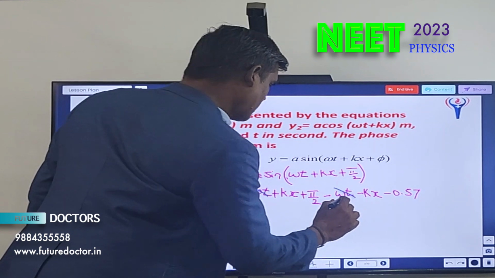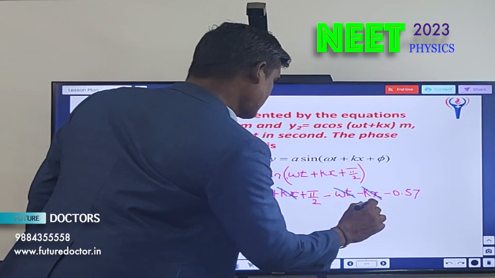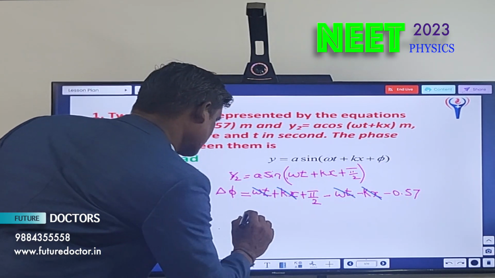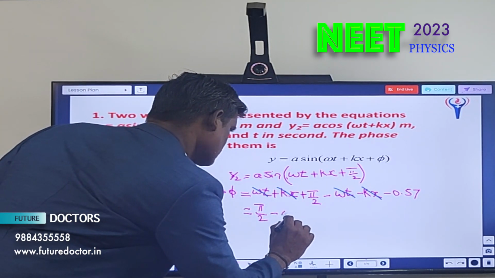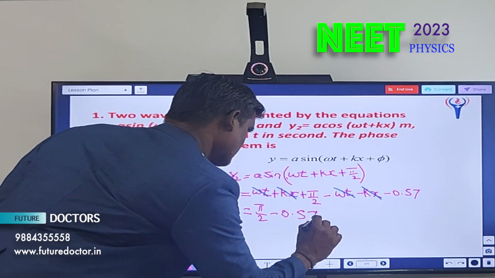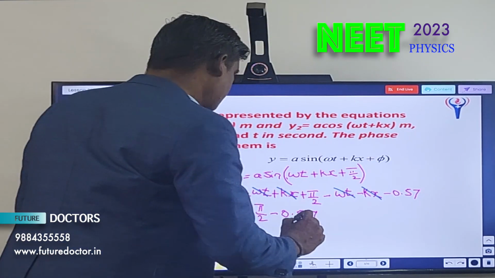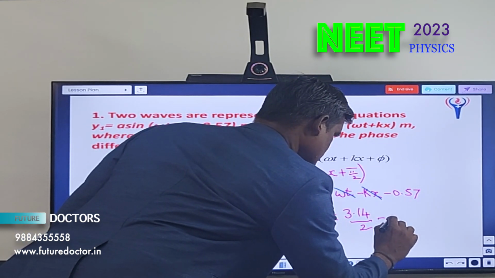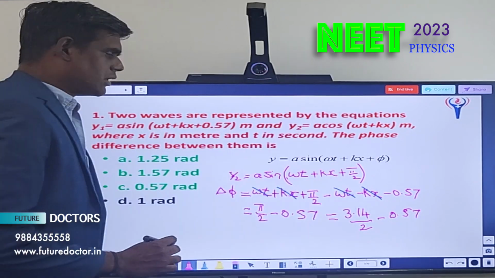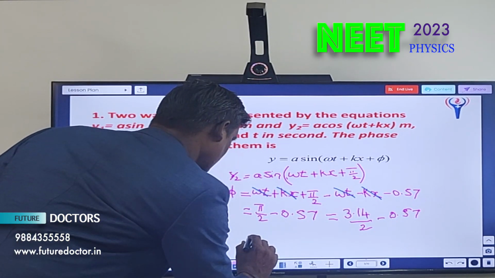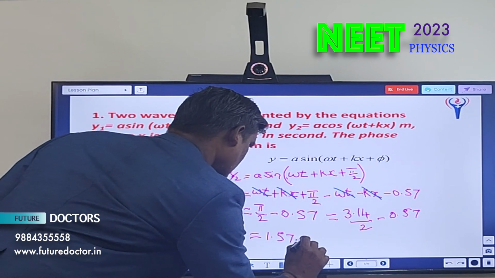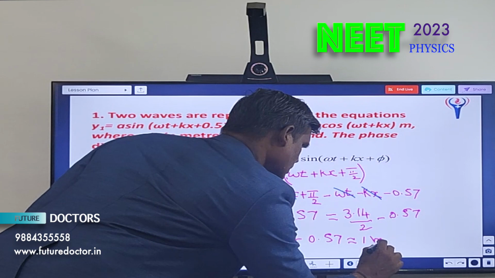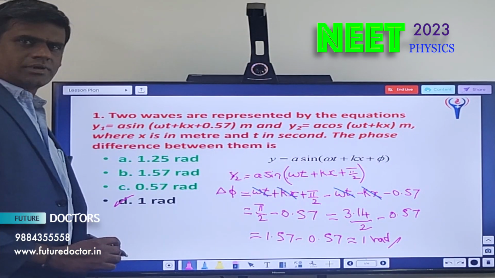Omega t minus omega t, and kx minus kx get cancelled. Then what's the remaining thing? Pi by 2 minus 0.57. Pi is 3.14, so 3.14 by 2 minus 0.57. 3.14 by 2 is 1.57. So 1.57 minus 0.57 equal to 1 unit radian. That is option D is the correct answer.